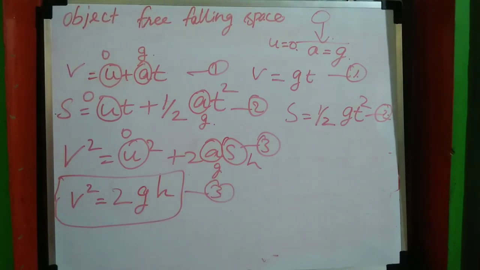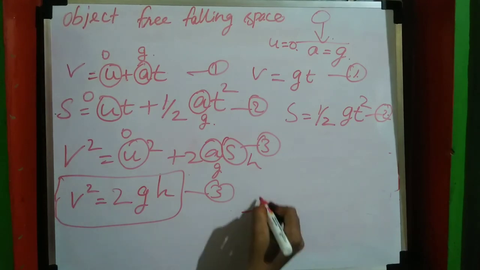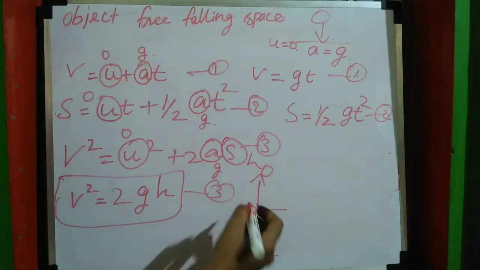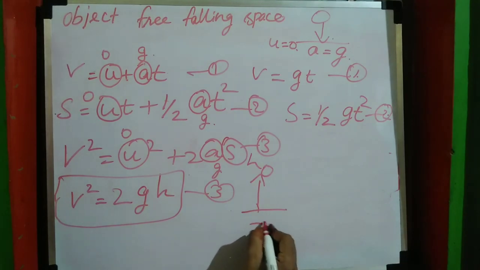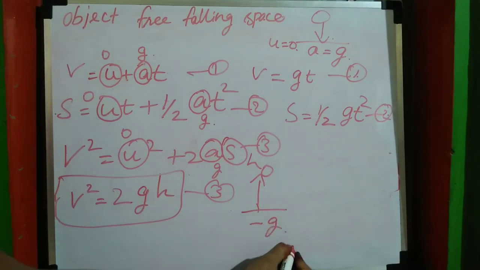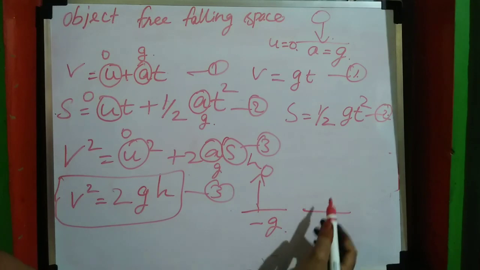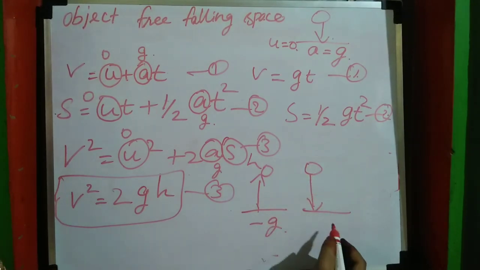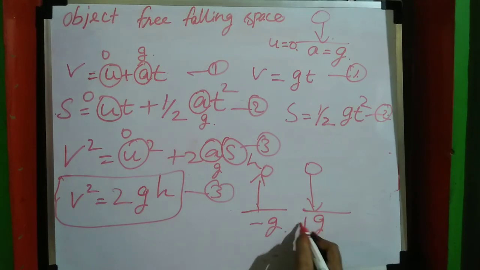Suppose the object is moving vertically upward, then the acceleration value g is equal to minus g. Suppose the object is moving vertically downward, the gravitational acceleration is plus g.